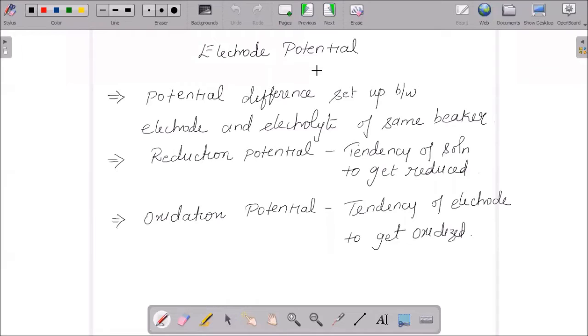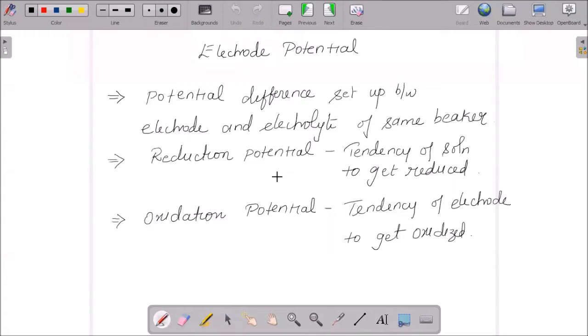Next, we have electrode potential. Electrode potential is the potential difference set up between the electrode and the electrolyte of the same beaker. We have two different types of electrode potential: one is reduction potential and the other one is oxidation potential.